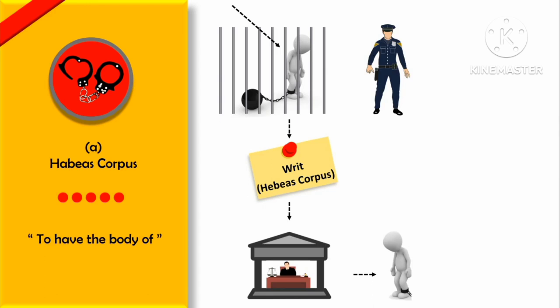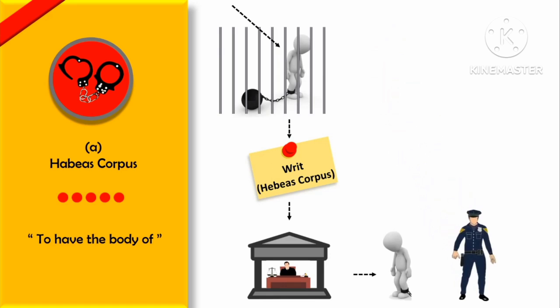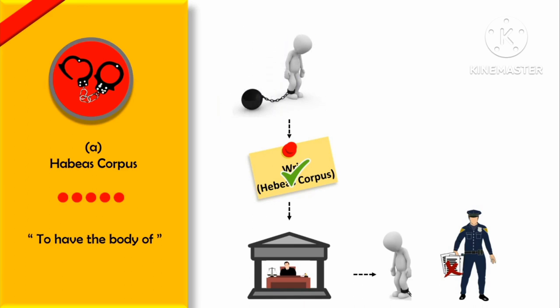When the person is produced, the court questions the detaining authority about the reasons for detaining this person. If the reasons are found valid by the court, then the writ will not be issued against the detaining authority. But if the reasons are found invalid by the court, then the writ will be issued against the detaining authority and action will be taken. And the detained person will be set free.